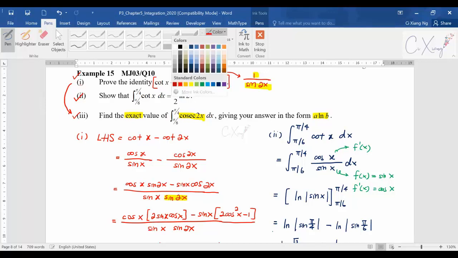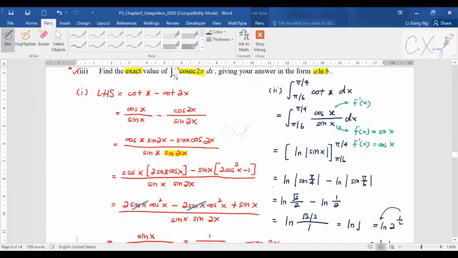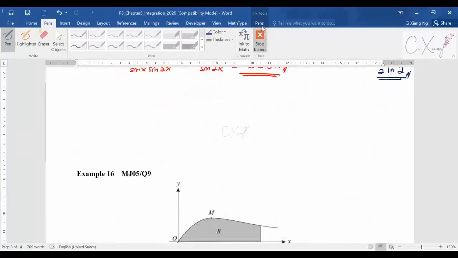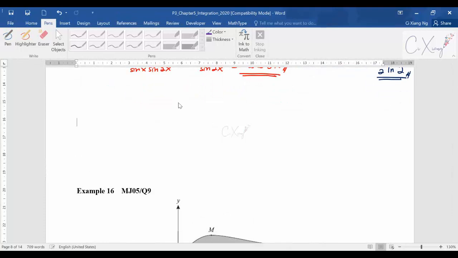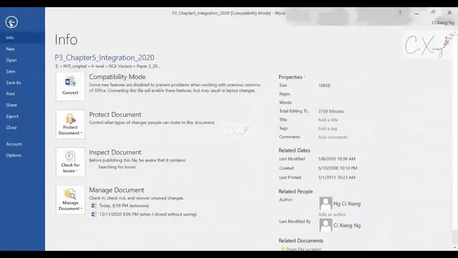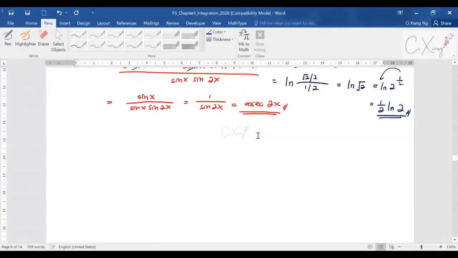Okay, so let us start. They want you to do the integration for pi over 4 to pi over 6 of cosecant 2x. Right, so I will spare some space here. Alright, so maybe you can start with part number 3. Okay, so I'll write part number 3 here.